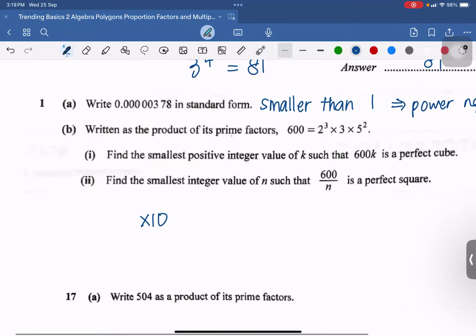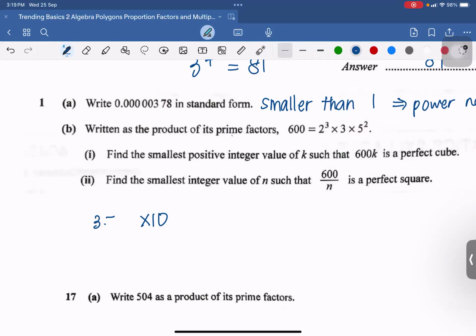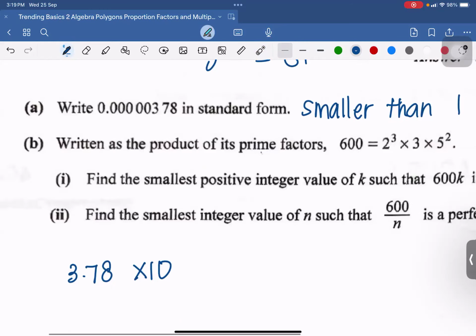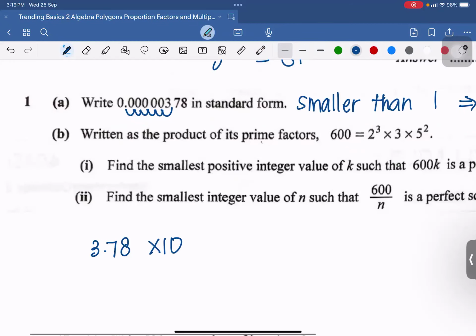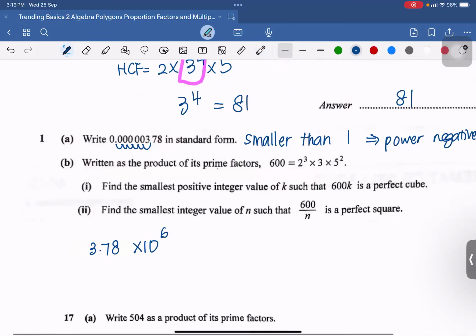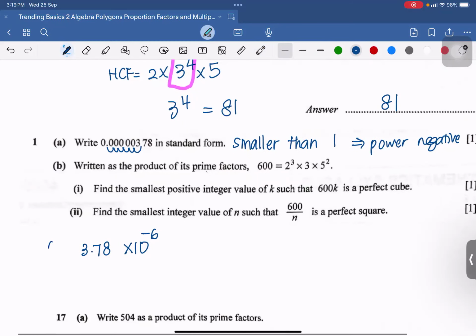Thank you, Lin. Thank you, Xing En. So 3.78. Then I count 1, 2, 3, 4, 5, 6. I shifted my decimal place 6 times. 6. But because this is a number smaller than 1, the power must be negative. So this is my answer for part A.